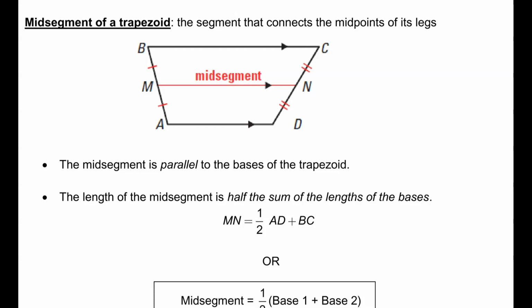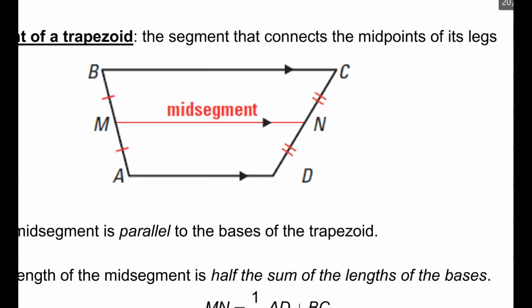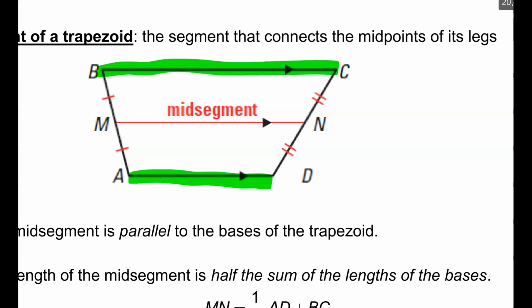So last time we were talking about trapezoids. As a reminder, we have a couple different things we need to remember. First is that a trapezoid has exactly one set of parallel sides. So these are the bases, and that is what is parallel. And then the two sides that are not parallel are the legs.